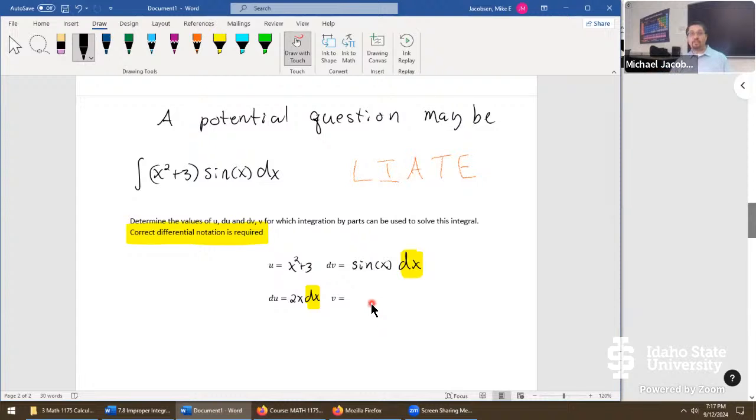Here we need the antiderivative. This one's tricky. Anyone see what it should be? It's got to be cosine, but is it negative or positive? Good call. This one's negative cosine. So that could be a potential question on the real exam 1. Other questions at the moment?